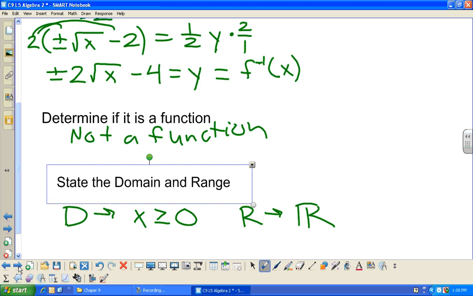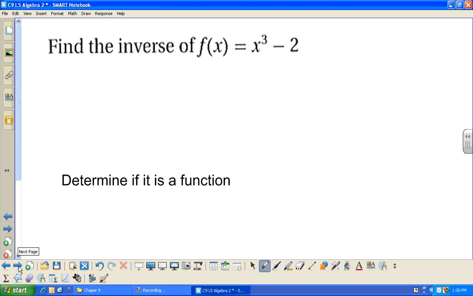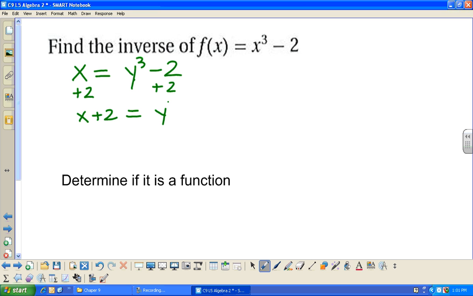So attempt the next question by yourself. To find the inverse, I'm going to put x is equal to y cubed minus 2. First, I have to add 2 to both sides. To get y all by itself, I have to take the cubic root. Now, the cubic root can have negative numbers because negative 2 cubed will give me a negative 8.